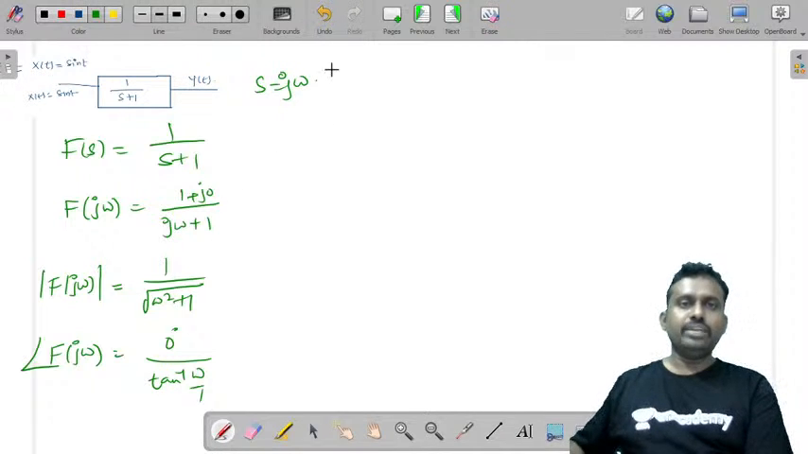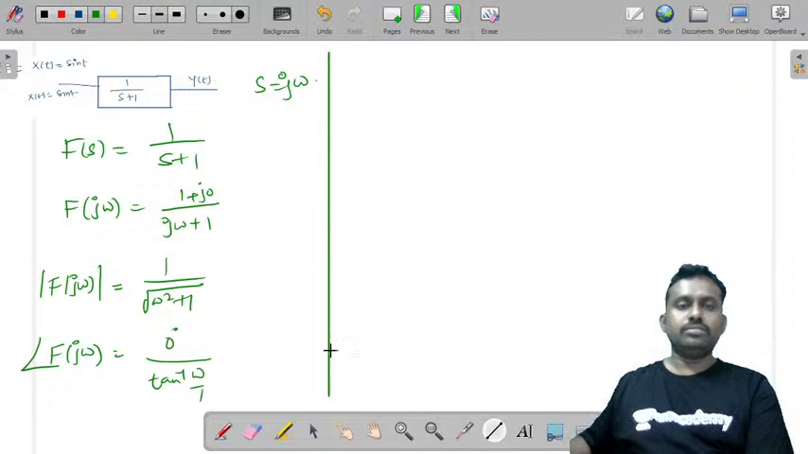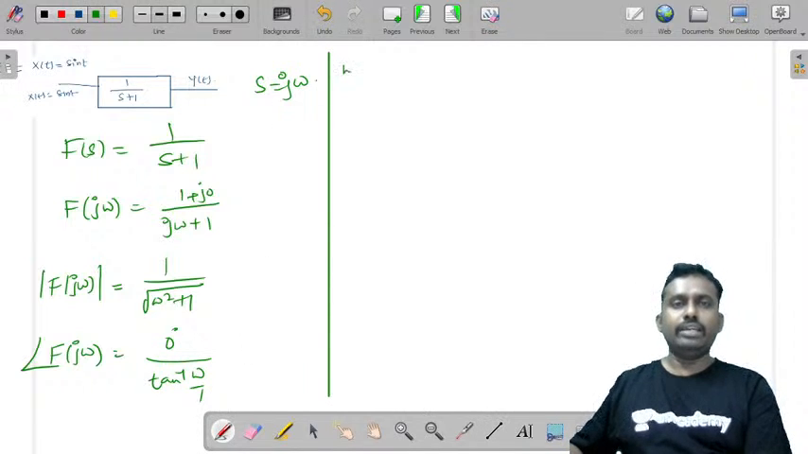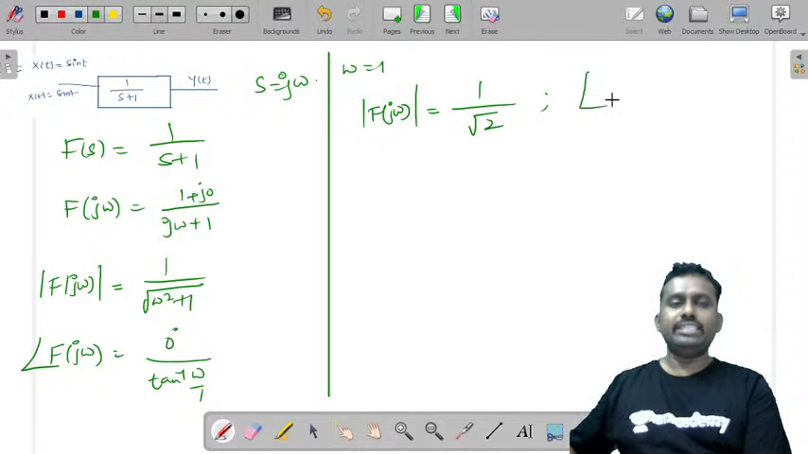What is the magnitude at the same frequency? So at omega equal to 1, what is the magnitude of F of j omega? It is 1 by root 2. What is the phase angle of F of j omega? It is minus tan inverse 1, which is minus 45 degrees.